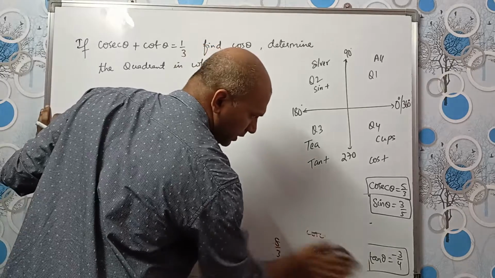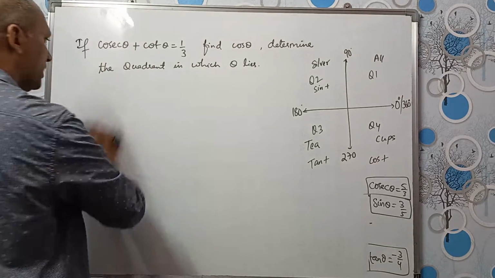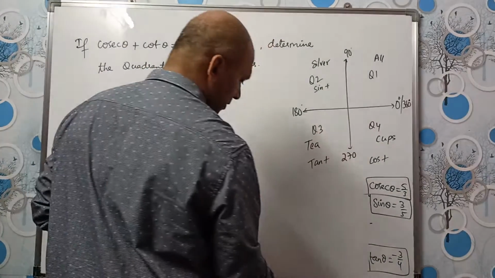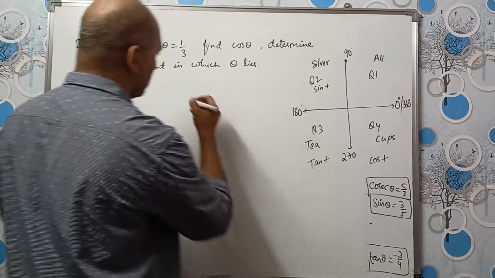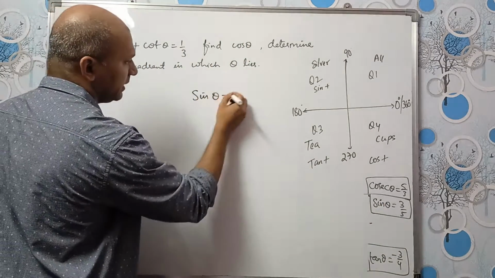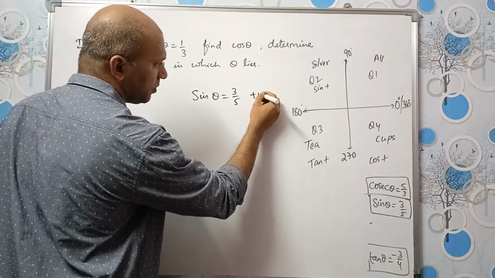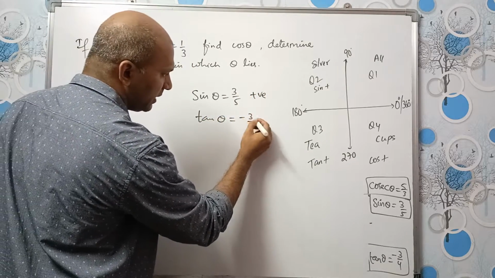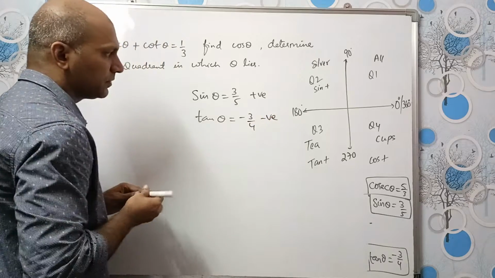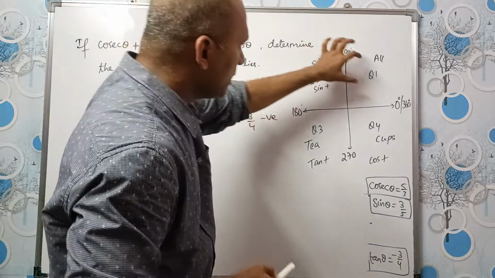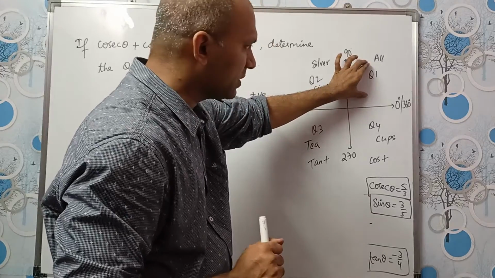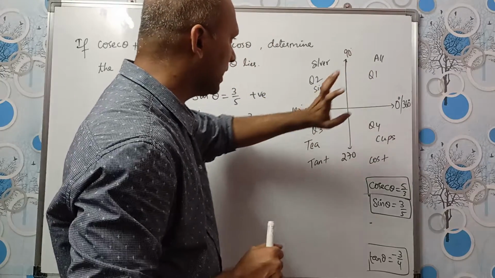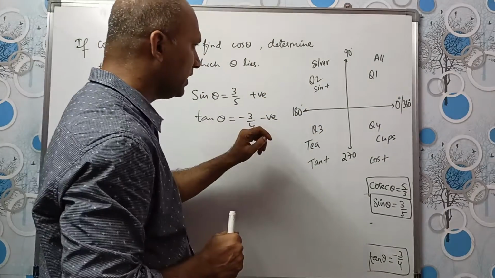So where could theta be? Tell me, where is theta lying? Sine theta is 3 by 5, it is positive. And tan theta is minus 3 by 4, it is negative. See here, in the first quadrant all ratios are positive. So theta is not lying here because tan is negative, right?